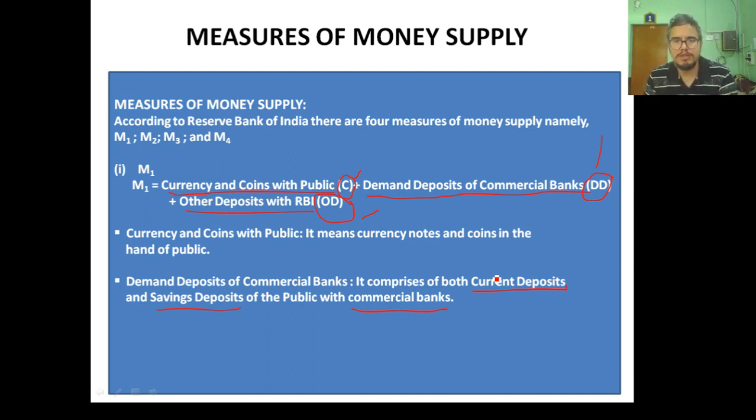So what they will do is they will take that money immediately after the day's work and go and keep it in the current account deposits. And next day, if they require it to purchase raw materials and all, then immediately they go to the bank and withdraw it and use it for purchasing the raw materials. This is the main purpose of current deposits.